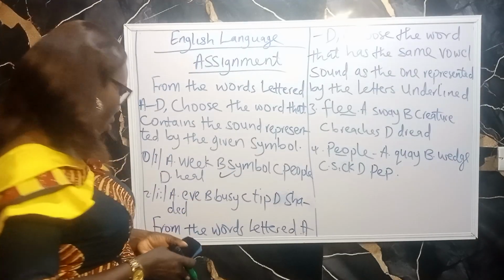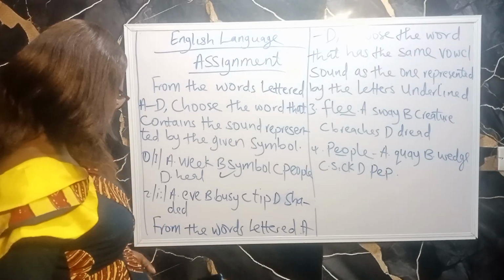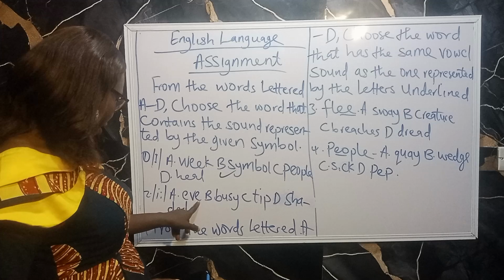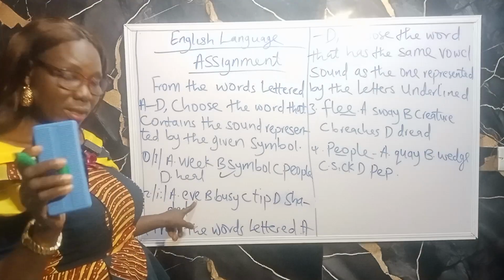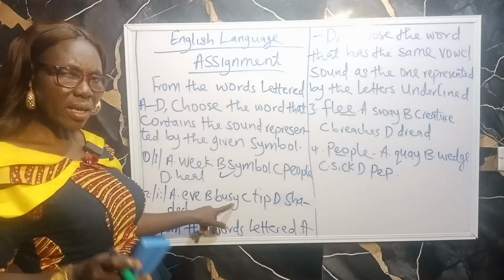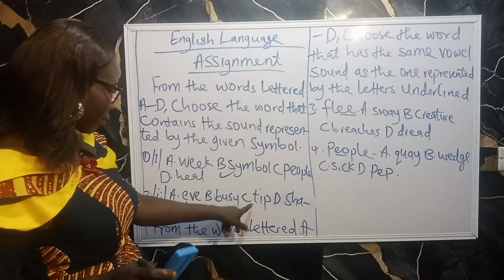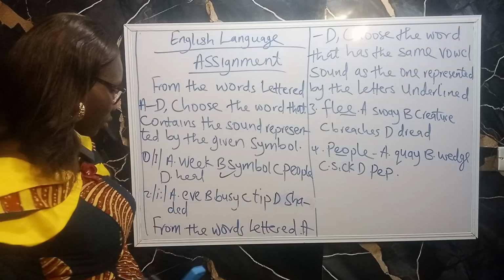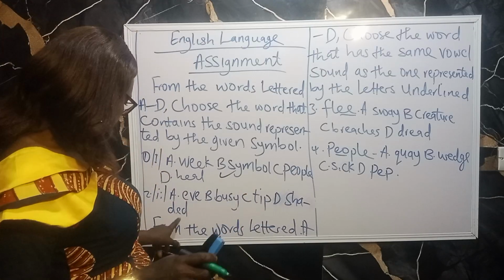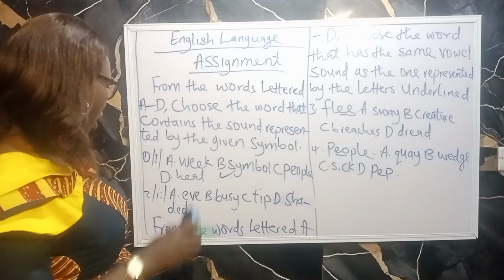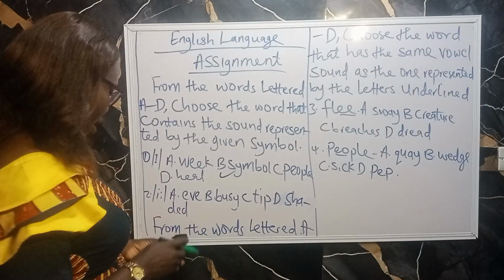Then we go to the second one. This one is A, that is long A sound. We have the first one, Eve, that is the long A sound. Then busy is short, both here and here, busy. Then tip is short too. Shaded is also short here. Okay, so the only one that is right here is Eve. So I'll mark it.